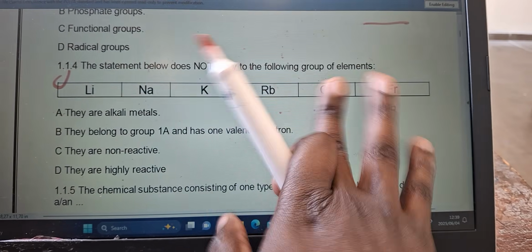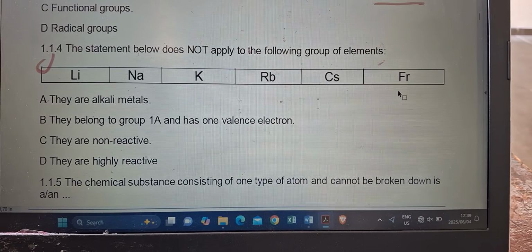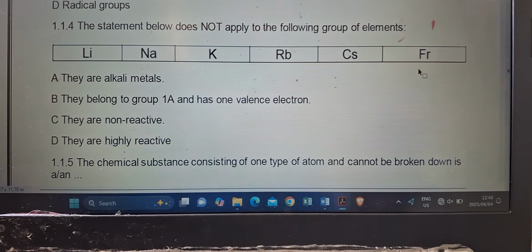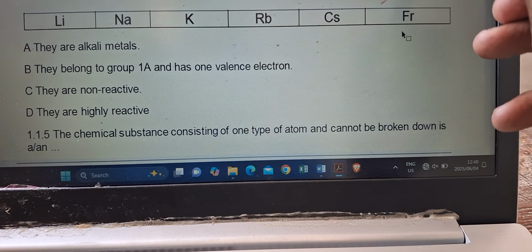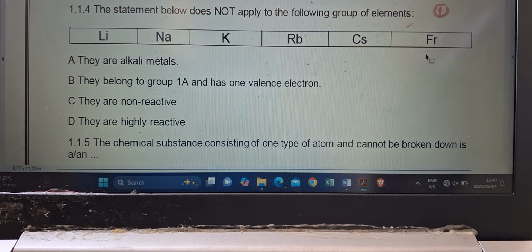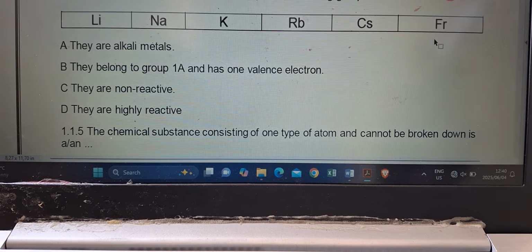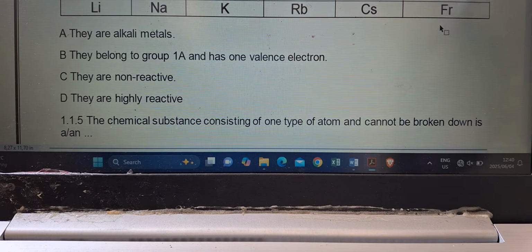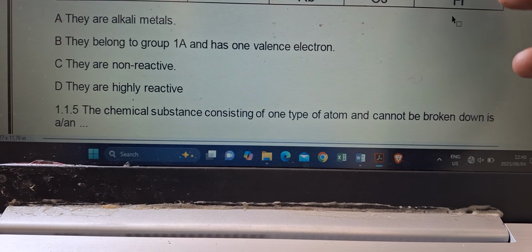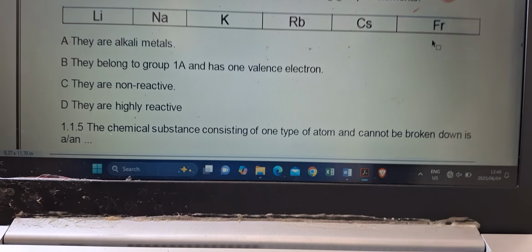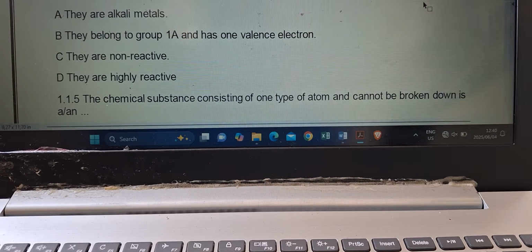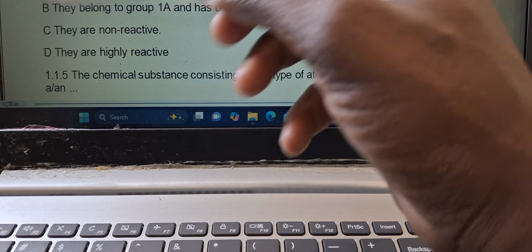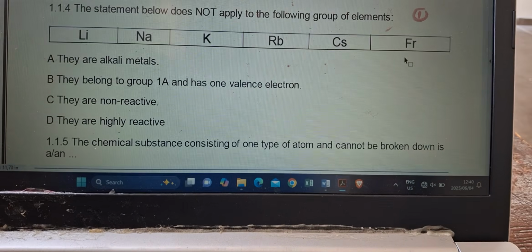Number 4, the statement below does not apply to the following group of elements. And as you can see, these are elements that are found in group 1 of the periodic table. In group 1, we have alkali metals, which are elements that are highly reactive because they need 7 electrons to complete their octet, or they need 7 electrons to maintain their stability. So the statement says the below apply to the following elements.